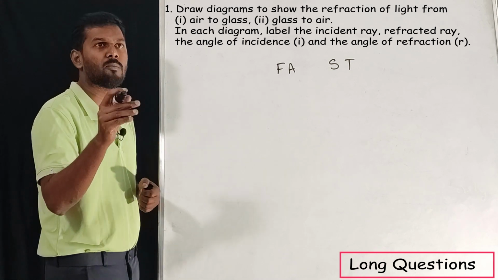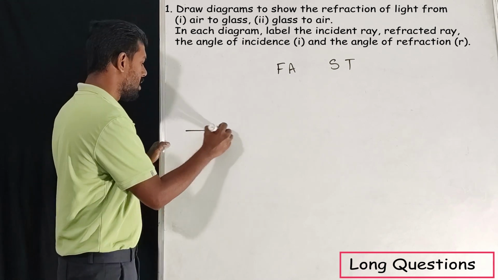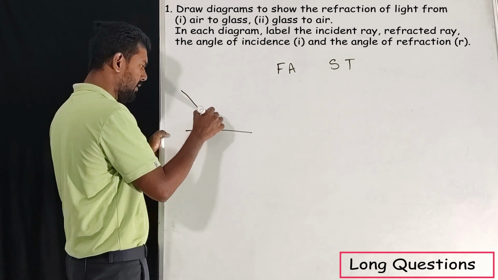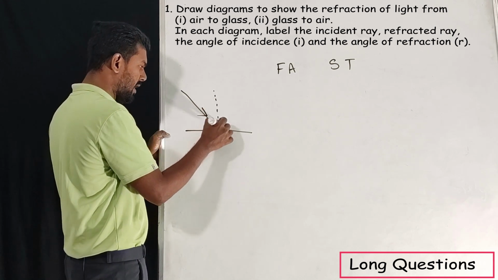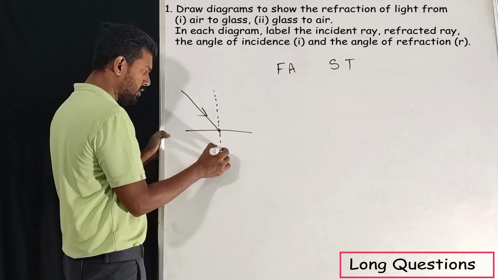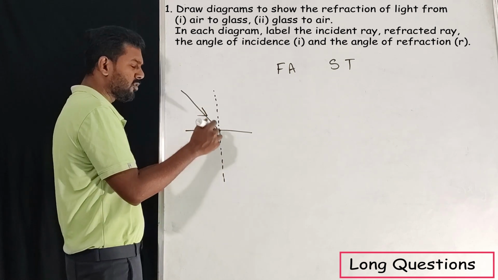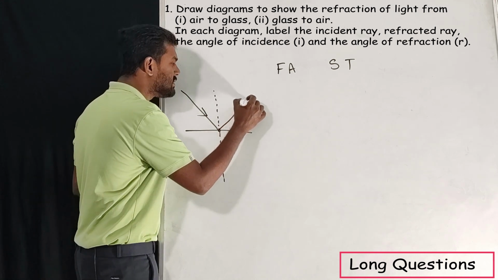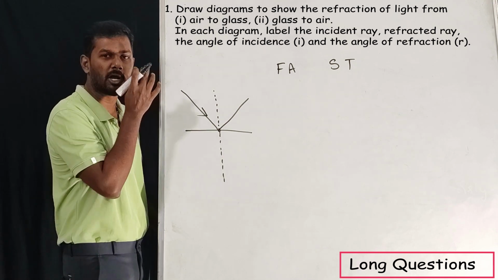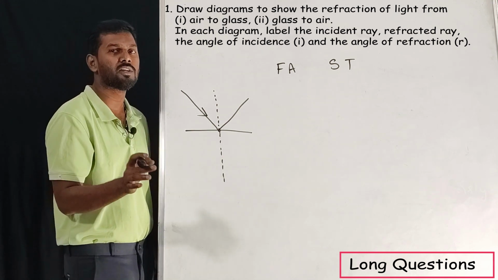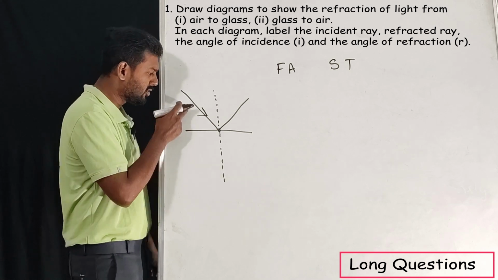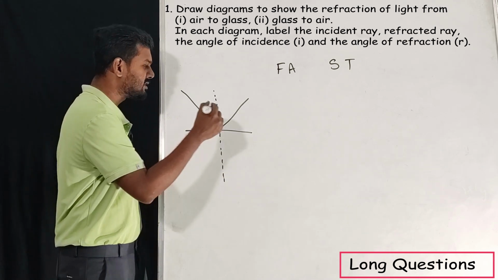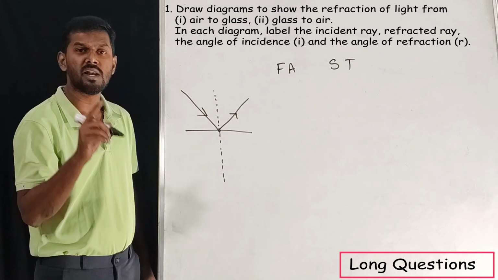Listen. So first we'll talk about air to glass. This is the surface of the glass, the incident ray, and wherever the ray meets the surface, there we have to draw the normal. Now whenever you send an incident ray on a surface, some part of the light will get reflected. This is called partial reflection. Even though we are talking about refraction, some part of the light will get reflected. That is nothing but partial reflection.